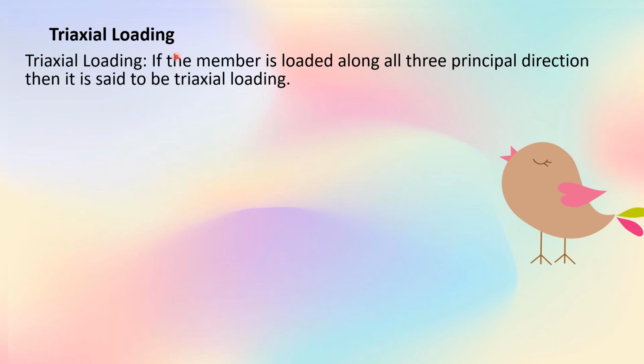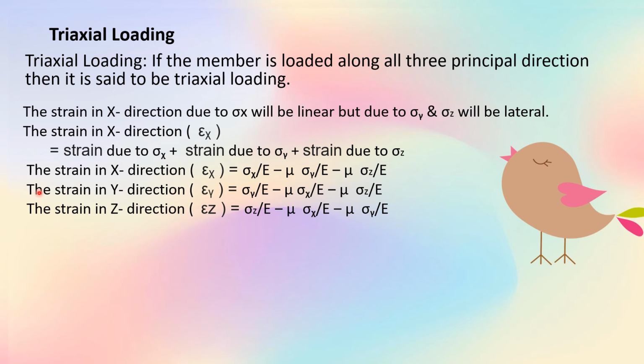Now if a member is loaded along all three principal directions, then it is said to be triaxial loading. So here sigma x, sigma y and sigma z, all three are acting in three directions. Now if I want the total strain in x direction, then due to sigma x it will be linear, but due to sigma y and sigma z it will be lateral. So the total strain in x direction, epsilon x, will be strain due to sigma x, strain due to sigma y plus strain due to sigma z.